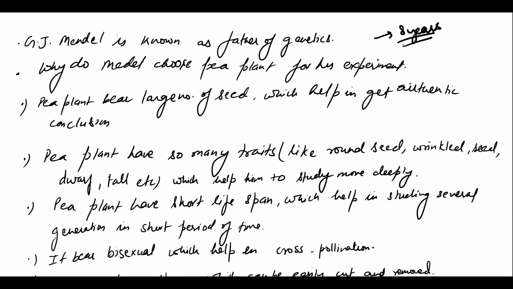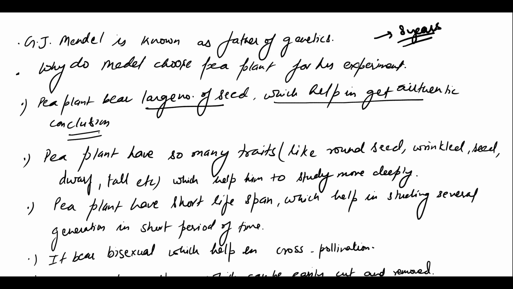Okay, got it? Yes, sir. Now, why did Mendel choose the pea plant for his experiment? The reason is that pea plants bear a large number of seeds, which helps in getting authentic conclusions. Because of the large number of seeds.